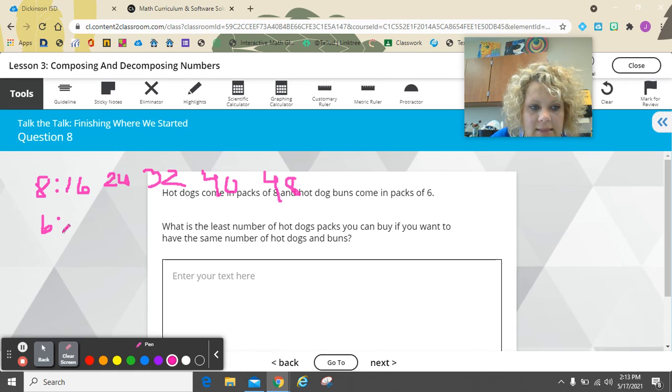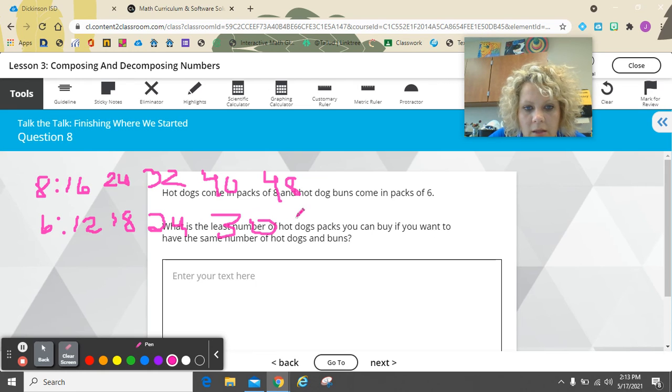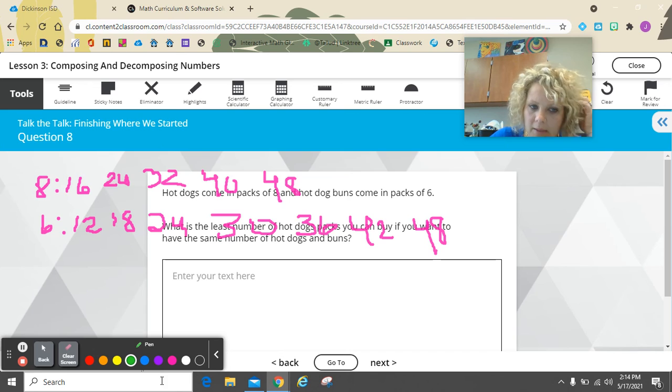Now here I'm going to count by 6 8 times. So the first 8 multiples of 6. So 6, 12, 18, 24, 30, 36, 42, and 48. Now I'm going to look to see what my least number is that I have in common. So I don't have a 16, but I have a 24. So right there, that means I'd have to purchase 2 bags of packs of hot dogs and 1, 2, 3 bags of buns to have the same number of hot dogs and the same number of buns.